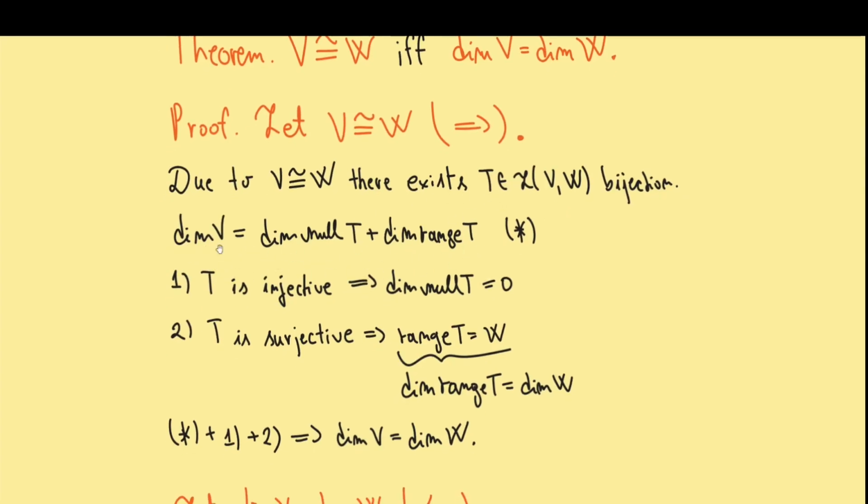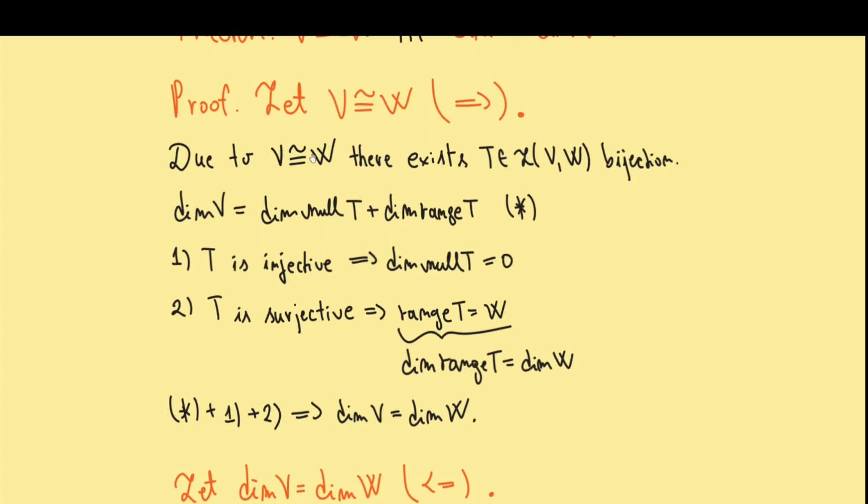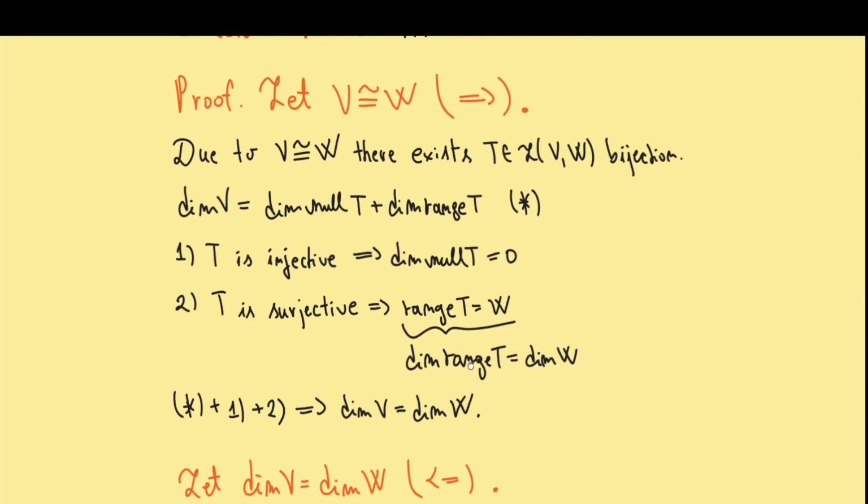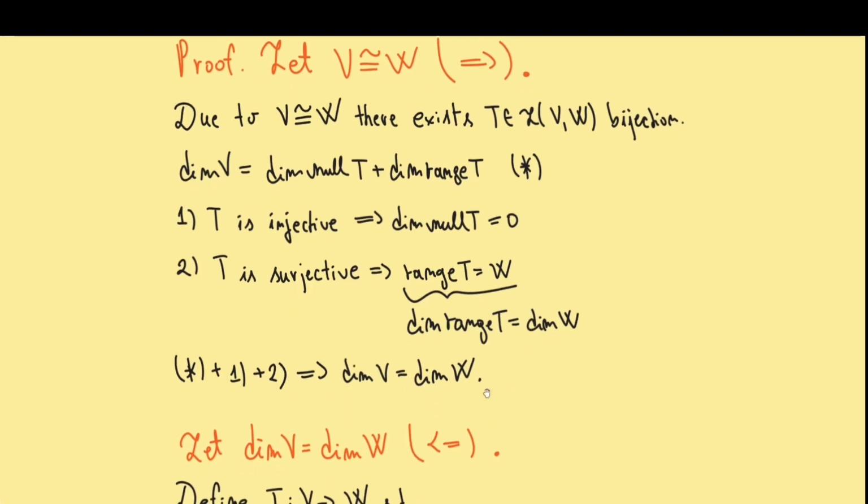Recall that the dimension of V is equal to this over here. Now, due to T being a bijection, T is injective, meaning that the dimension of the null space of T is equal to 0, and T is surjective, meaning that the range of T is equal to W, and from this we conclude that the dimension of the range of T is equal to the dimension of W. Combining all of these, we get that the dimension of V is equal to the dimension of W.